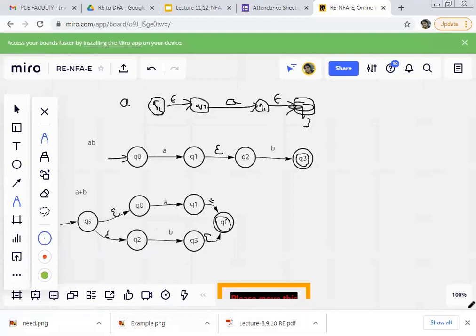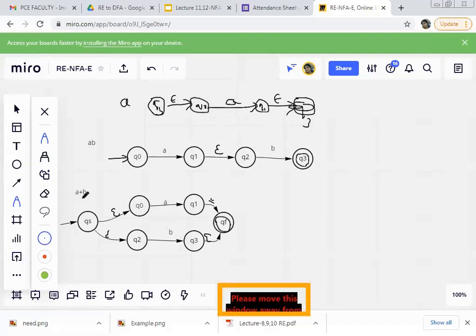See what we have done here. We have drawn A. We know how to draw A, right? Q0 to Q1 we drew first, right? Q2 to Q3 is B. We know how to draw B, right? We have seen this is how we draw just A. If I put a B here, that becomes B, right? So we know how to draw A and we know how to draw B. So we have drawn this.